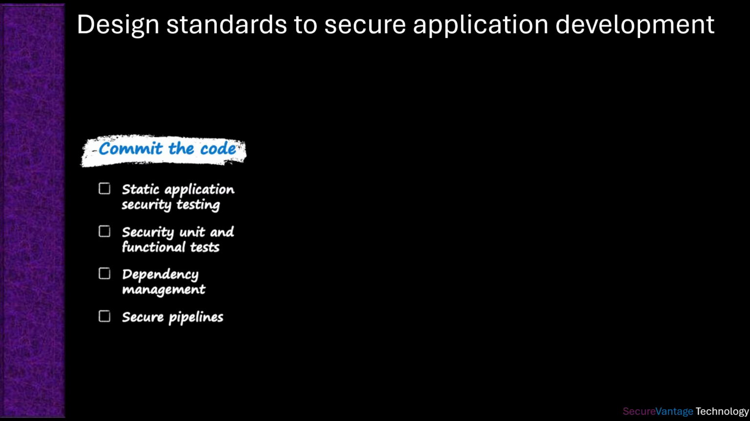Commit the code phase involves securing the code as it is committed to the repository. At this stage, we assume that any vulnerabilities are caught in the earlier phase, which we just discussed. Now let's get on and understand each of the objectives that is targeted in this phase.